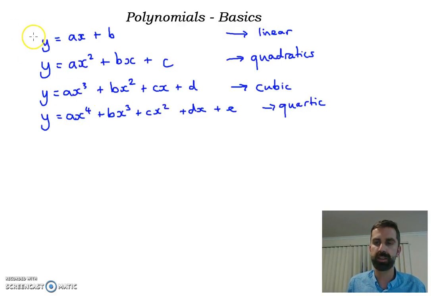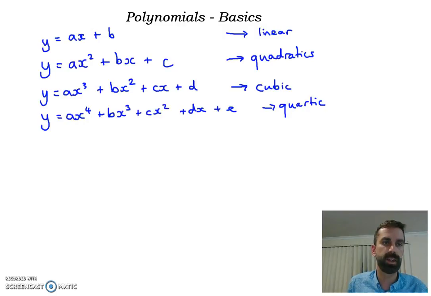All of these functions are what we call polynomials. So they're all in the class of functions called polynomials because they have x in them as a variable, and the exponents of x are integer values. So we don't have x raised to the power of a half. They're also positive integers, so we don't have x to the power of -2. They're always positive integers. So that's what makes these polynomials.